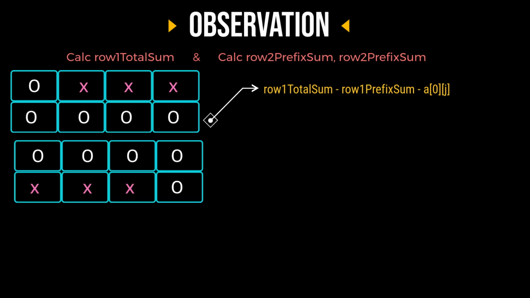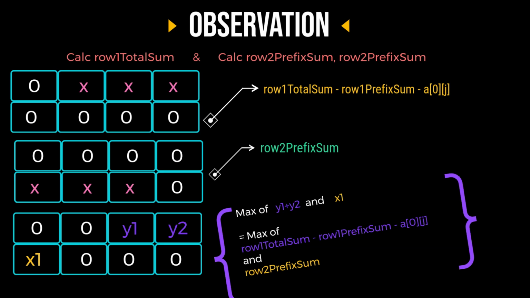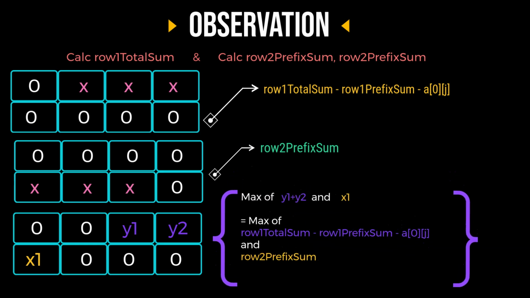Similarly, in case 2, Robot 2's points can be calculated as points for Robot 2 equals row 2 prefix sum, where row 2 prefix sum is the prefix sum of all row 2 elements visited till the jth iteration. Case 3 is a generalized case that includes both case 1 and case 2. Let's say Robot 1 goes right up to the ith column, then goes down and finally moves right to the end. Robot 2 has 2 options.